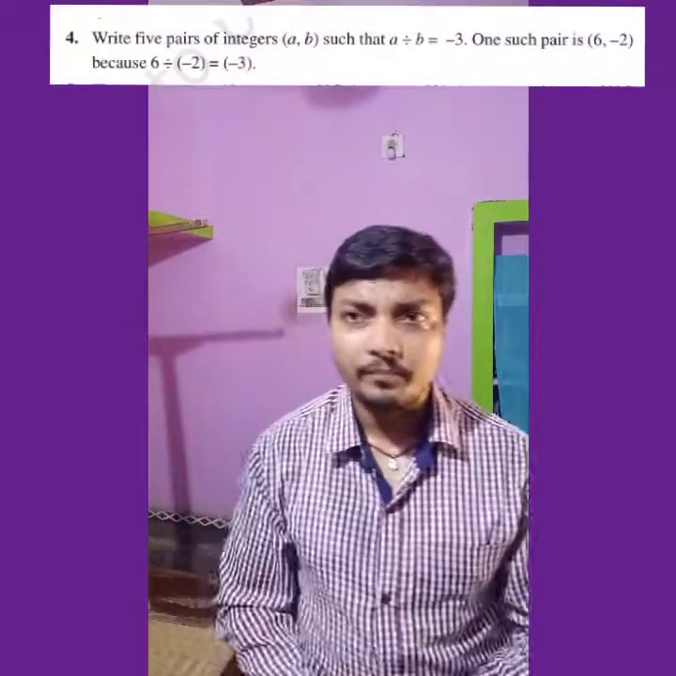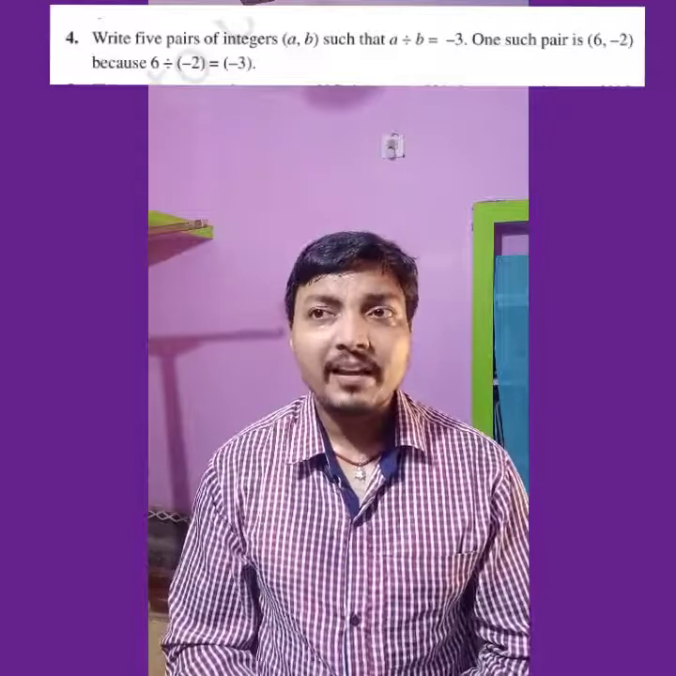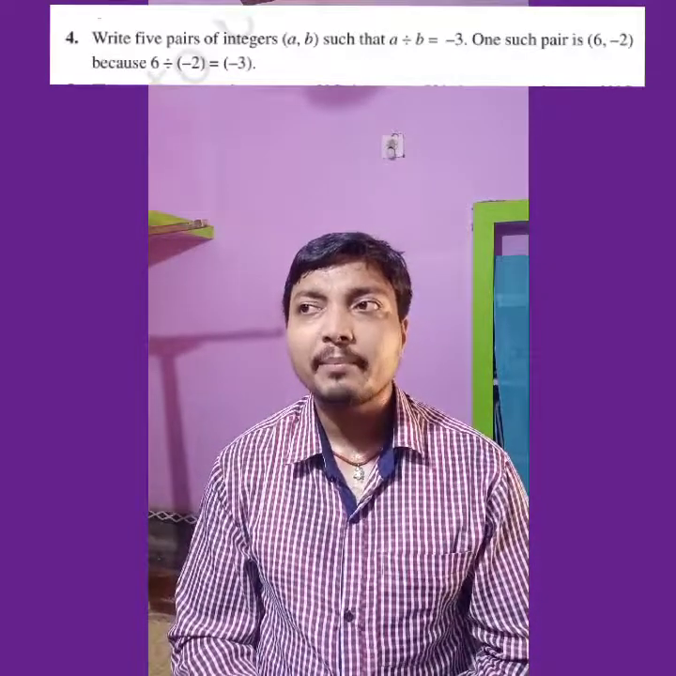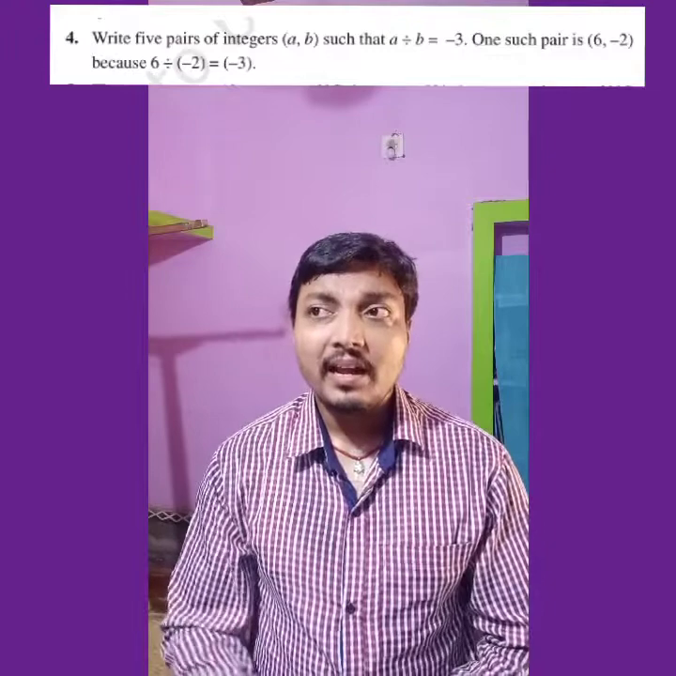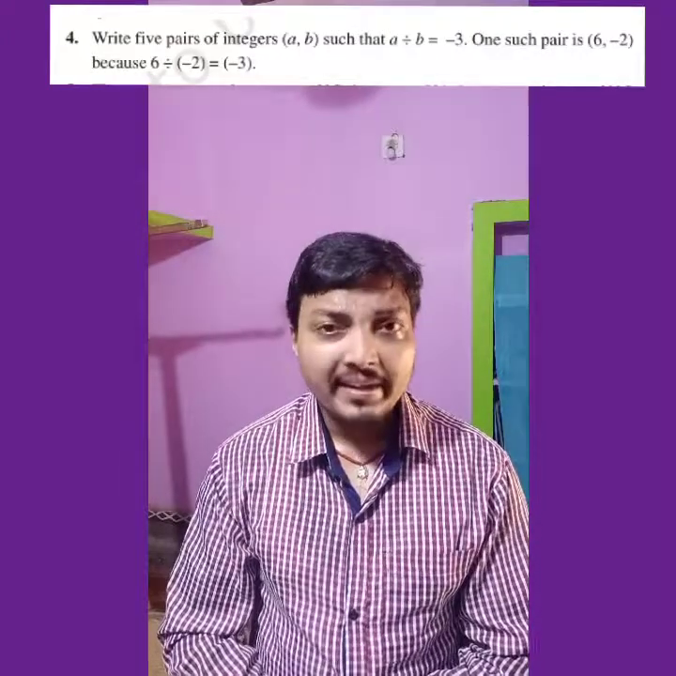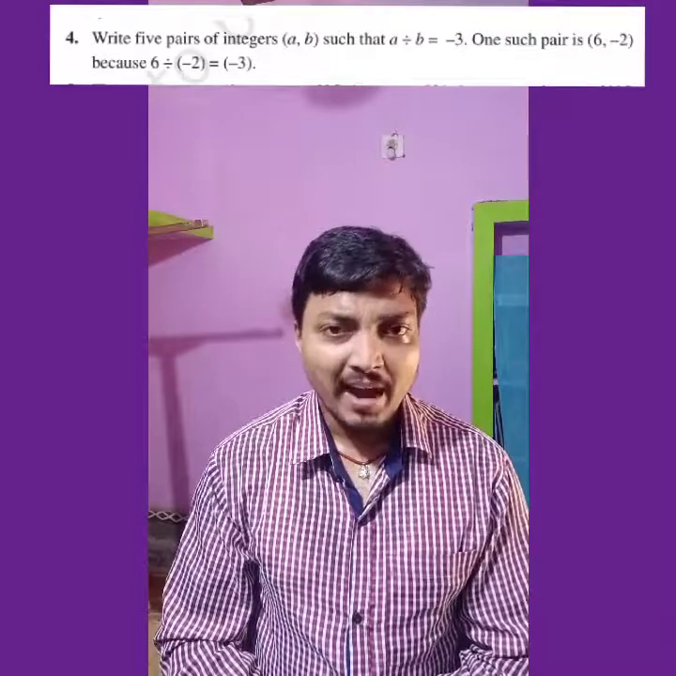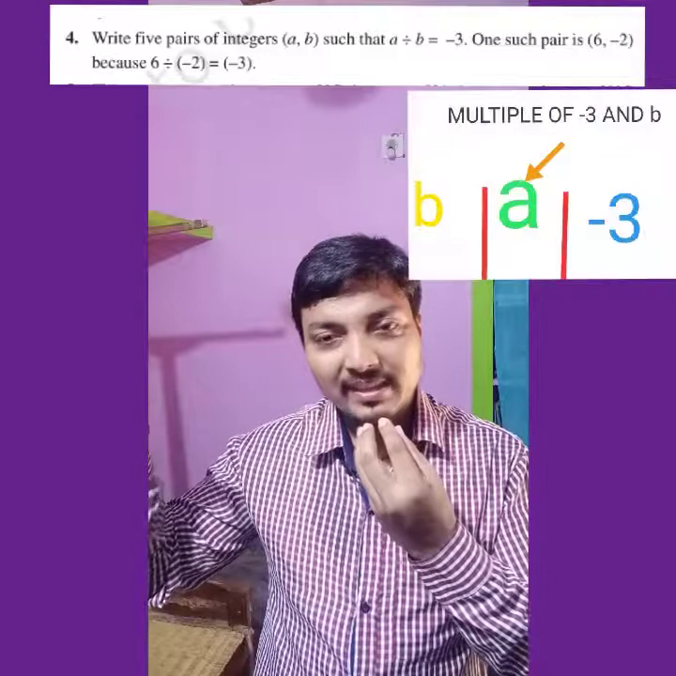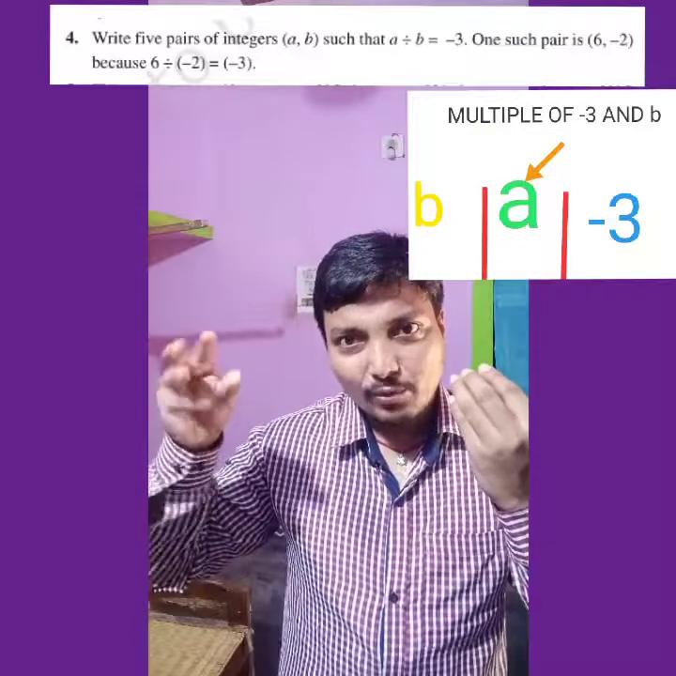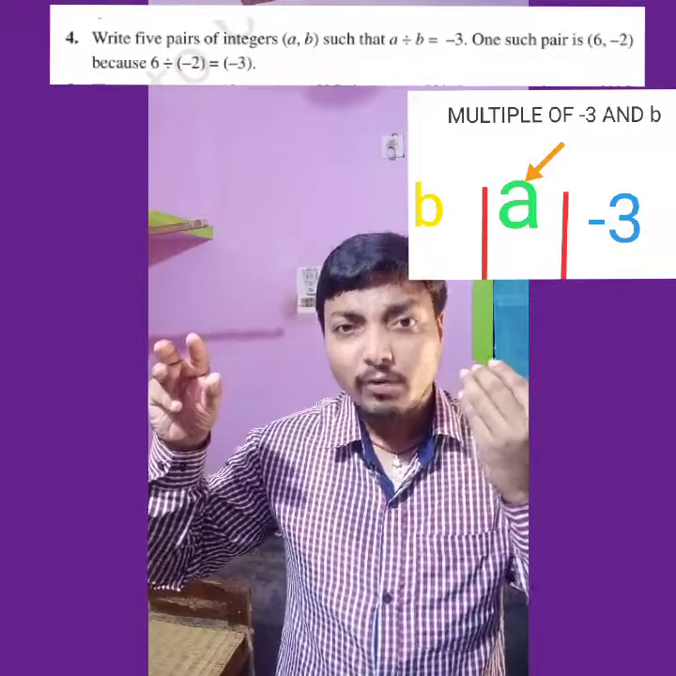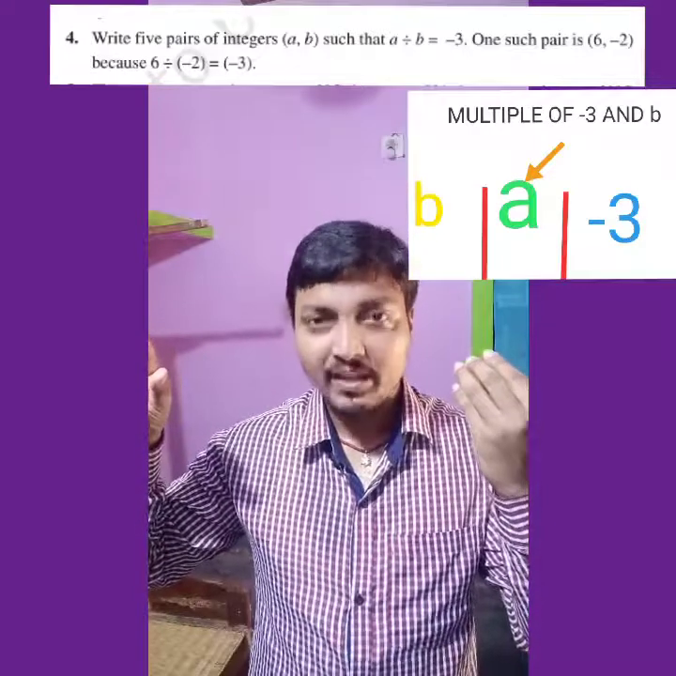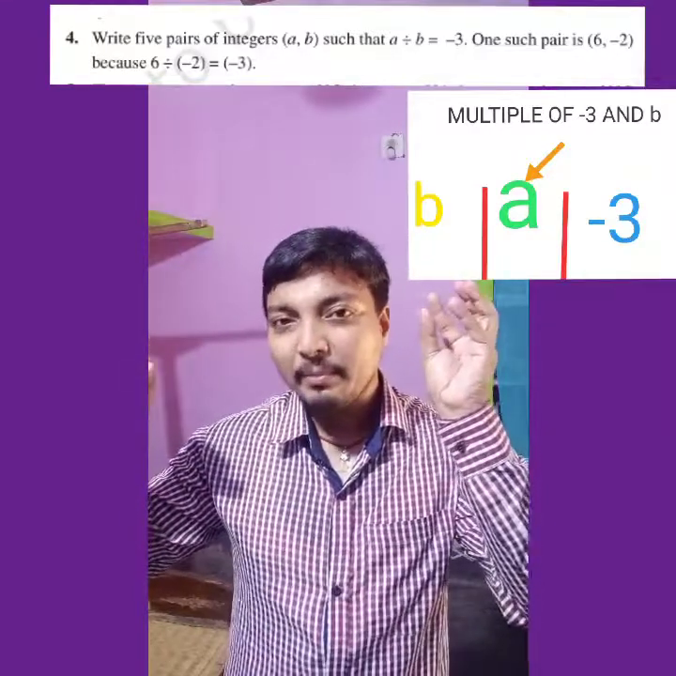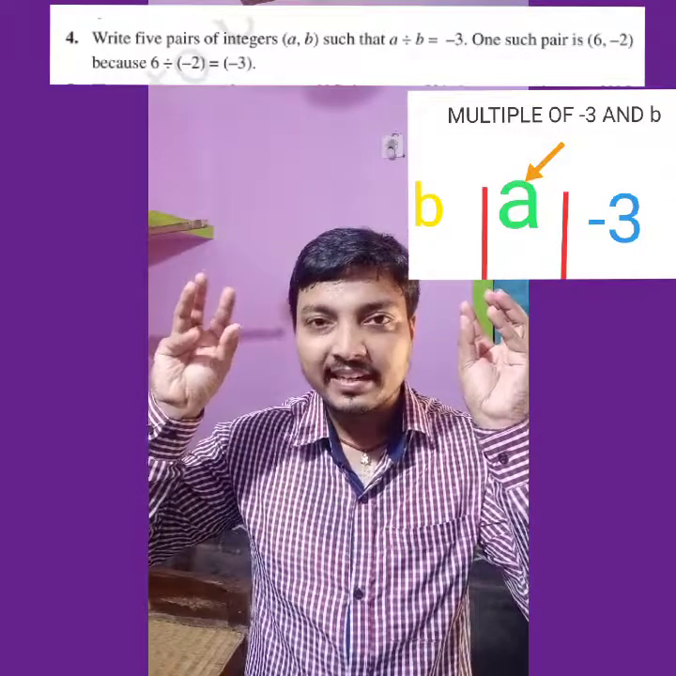Okay. Next is question number 4: write down 5 pairs of integers A, B where A divided by B is minus 3. So on dividing, the quotient will be minus 3, meaning the right side becomes minus 3. Whenever this one will be minus 3, on dividing which one? Suppose my dividend is A, this one is B, our divisor, and this one is our quotient, minus 3.